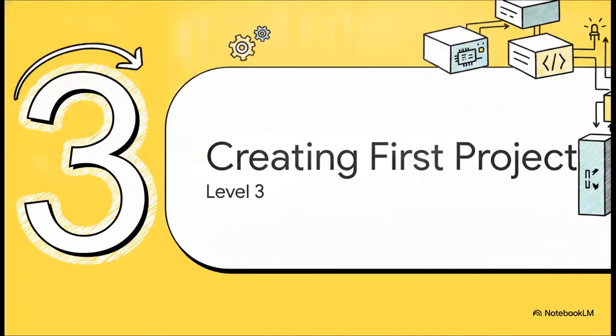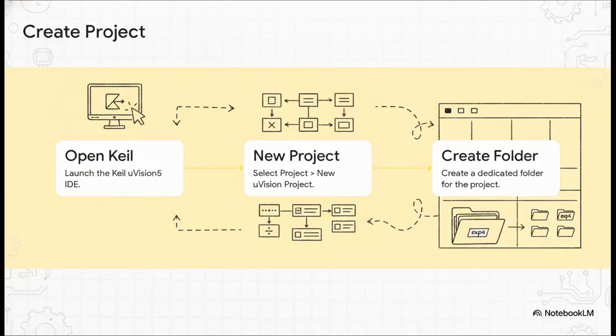All right, on to Level 3, creating your first project. So double-click that brand new desktop icon to fire up the KEIL IDE. Our very first major action inside the software is to click Project and then New uVision Project. But hold on, before you save anything, you need to create a dedicated folder. Let's call it something like XP4.